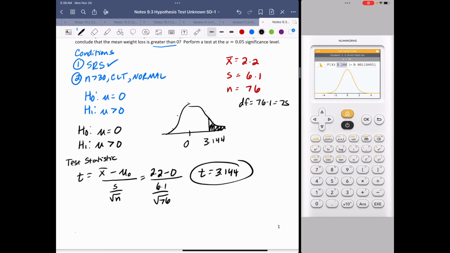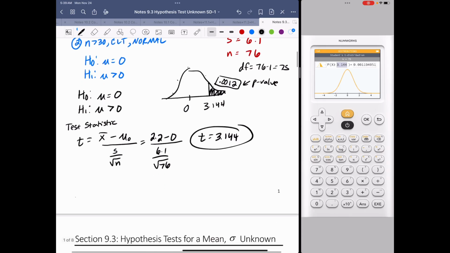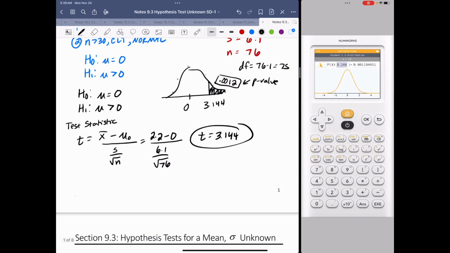And note that my probability is real small. My picture doesn't match that, but it doesn't matter. My drawing was just to help me on the calculator. It's 0.0012. And that is your p-value. All right, if the p-value is low, H0 is going to go. That is a very low p-value, so we are going to reject H0.